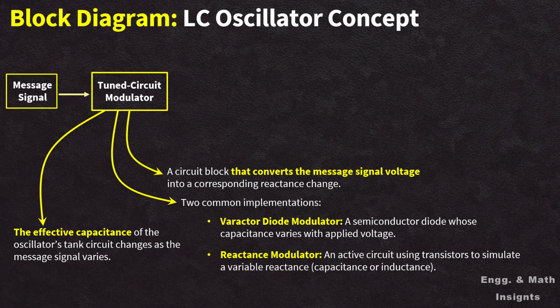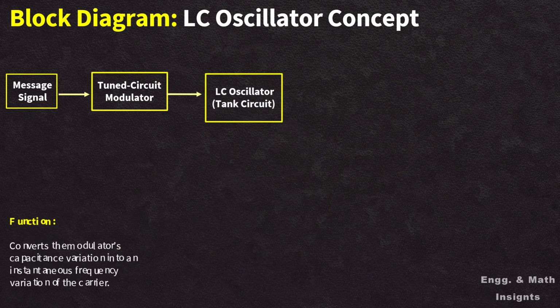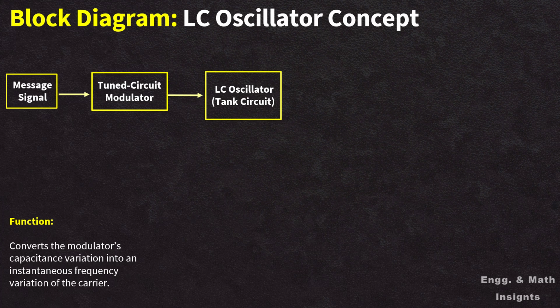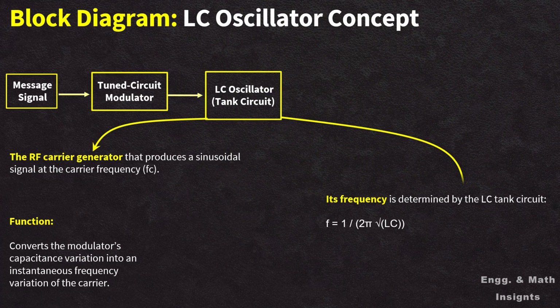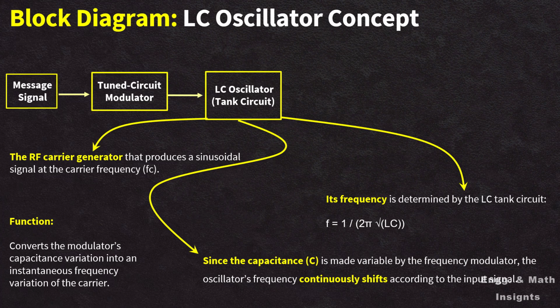Next is the LC oscillator or the tank circuit. The LC oscillator generates the high frequency carrier wave whose frequency depends on the inductance L and the capacitance C of its tank circuit, given by the relation f equals 1 by 2 pi root over LC. Since the capacitance is varied by the tuned circuit modulator, the oscillator's frequency also varies in direct proportion to the modulating signal. This produces the instantaneous frequency variation that characterizes frequency modulation. The oscillator output therefore becomes a wideband FM signal without requiring any frequency multipliers or mixers.